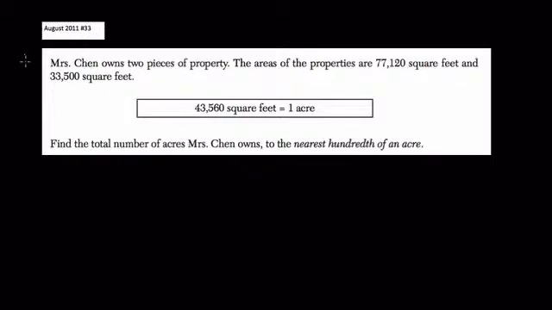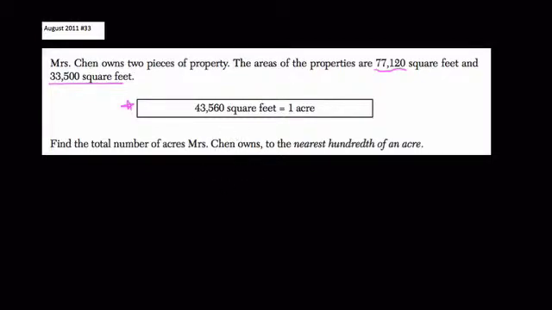Okay, in this problem, we're told that Mrs. Chen owns two pieces of property, and the areas of the properties are 77,120 square feet and 33,500 square feet. And here they give you the conversion from square feet to acres. 43,560 square feet is 1 acre. Find the total number of acres Mrs. Chen owns, to the nearest hundredth of an acre.